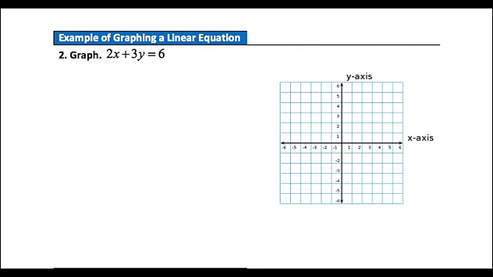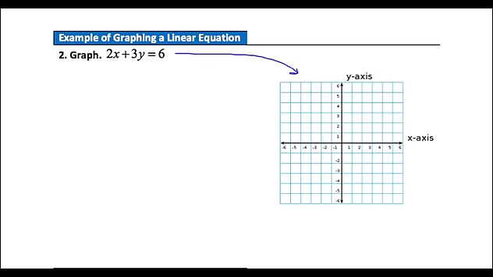Now let's take a look at an example that will help you understand how to graph a linear equation on a rectangular coordinate system. So example 2, we're asked to graph this equation, 2x plus 3y equals 6, and this is a linear equation. Notice both x and y are to the first power. And so what we want to do is take this equation over here and translate this into a picture as a graph.